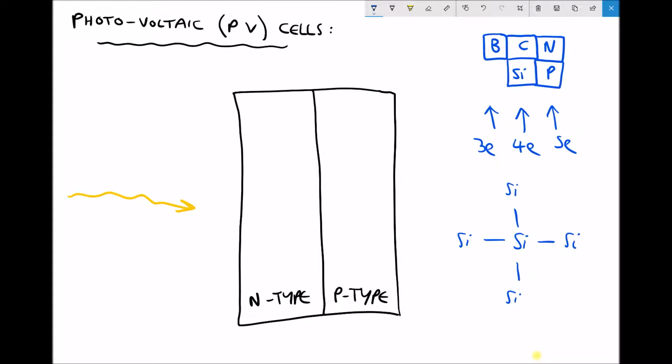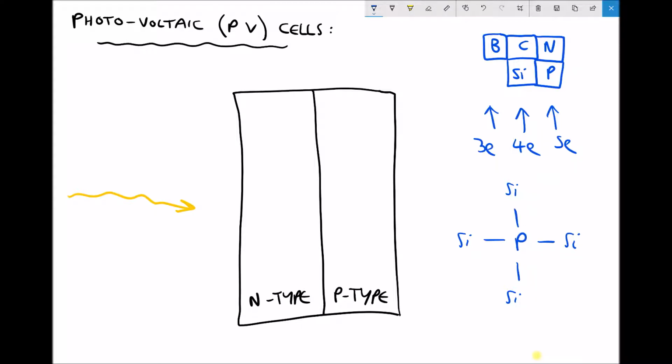And now that silicon in the centre is stable because it has 4 electrons of its own, and it's also sharing 4 electrons with its neighbouring silicon atoms. But if we were to replace that silicon with a phosphorus as an example, which has 5 electrons in its outer shell, then we would get the following.